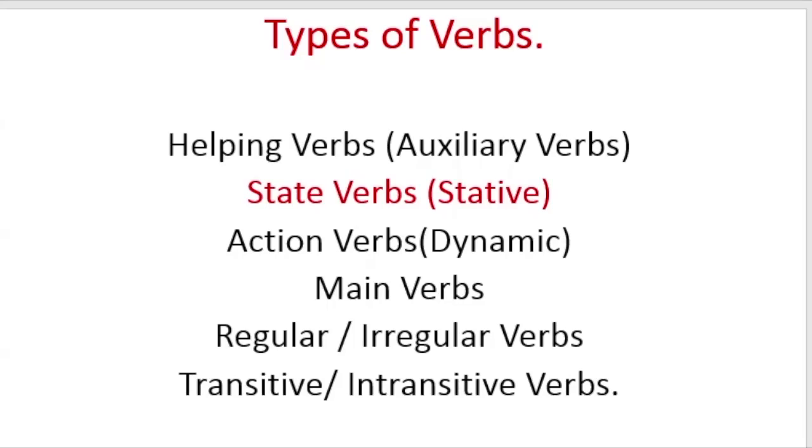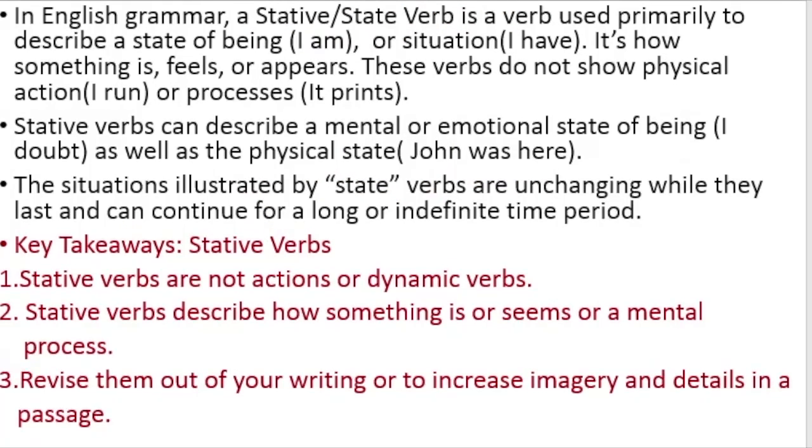Hi everyone. In this video we are going to see the state verbs, which are also called stative verbs. In English grammar, a stative or state verb is a verb used primarily to describe a state of being, I am, or situation, I have. It's how something is or feels or appears. These verbs do not show physical action, I run, or processes, it prints.